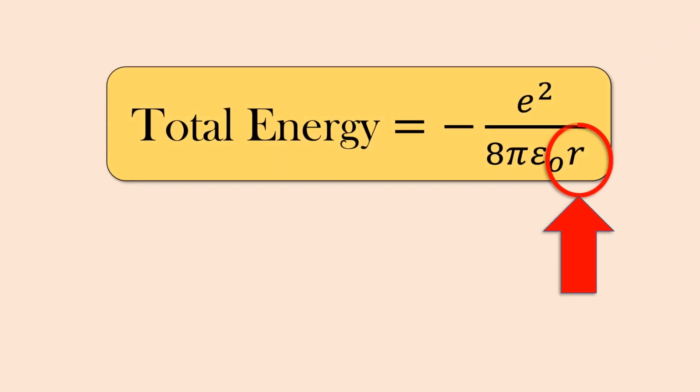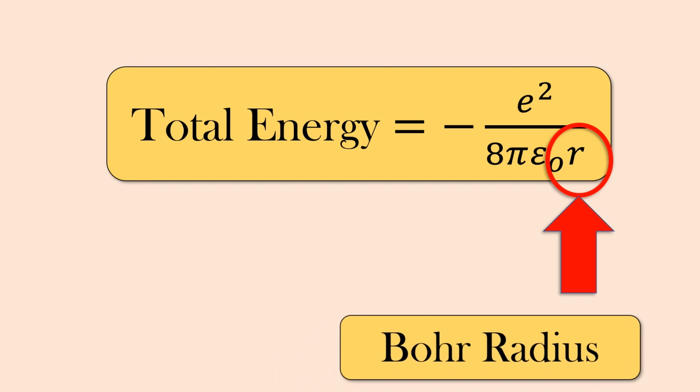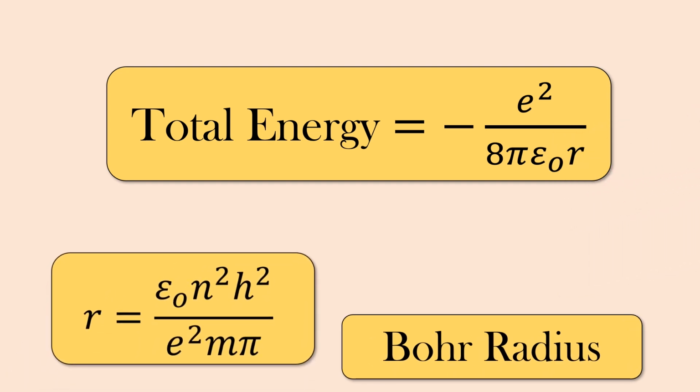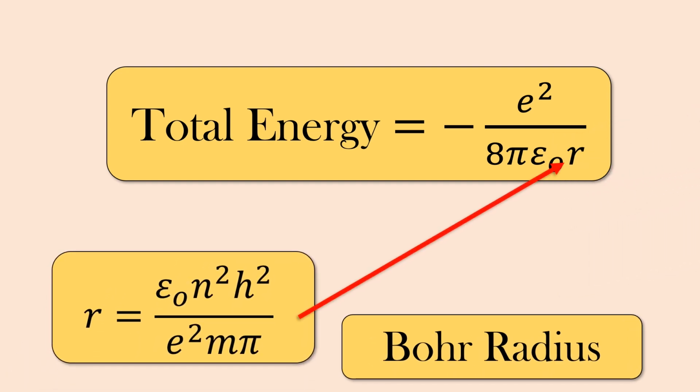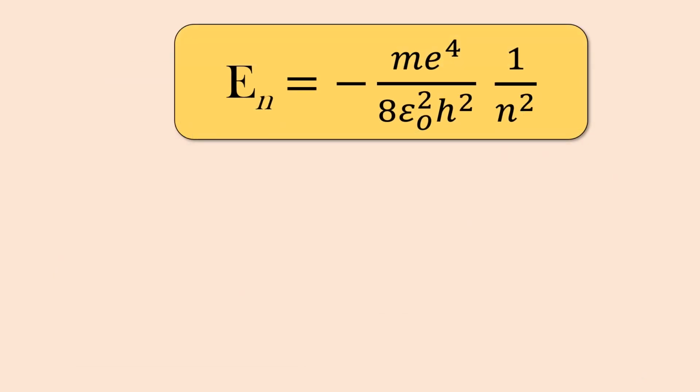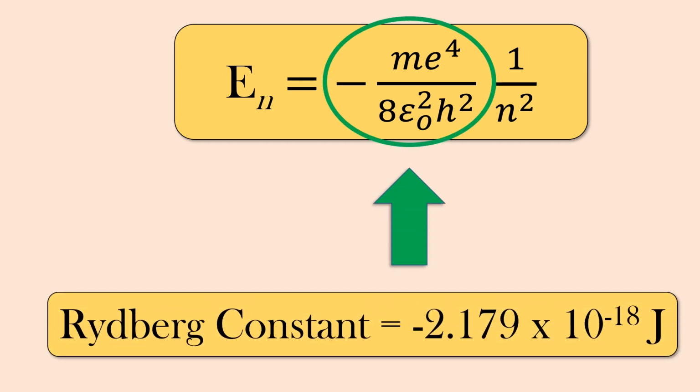Notice there is a radius term in the denominator, which is the Bohr radius that we solved earlier. Let's substitute this term into the equation. The energy is equal to negative mass times the charge of the electron raised to the 4th power, divided by 8 times epsilon squared times Planck's constant squared. These are all constants and equal to the Rydberg constant, shown here in terms of joules.